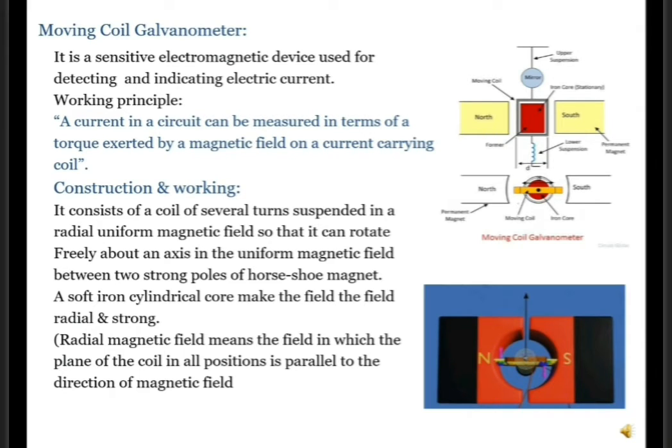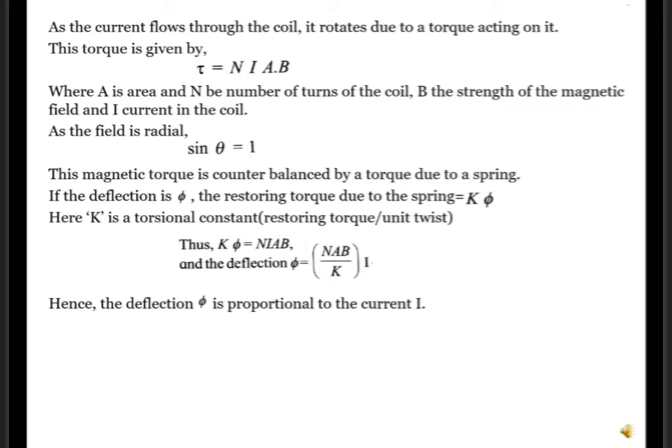Moving coil galvanometer consists of a thin insulated copper wire with several turns wound on a non-magnetic frame of aluminum or copper. The coil is suspended in such a way that it can freely rotate about an axis in the uniform magnetic field set up between two strong poles of a horseshoe magnet. A soft iron cylindrical core makes the field radial and as the current flows through the coil, it rotates due to a torque acting on it.